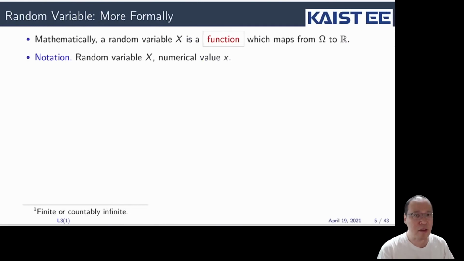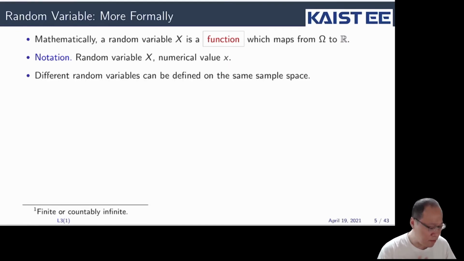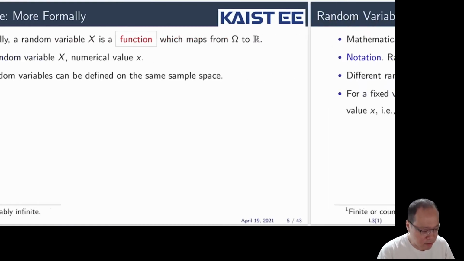As a notation for a random variable, we typically use capital letters like X, Y, and Z, and the values that the random variable can take are typically represented by small letters. That's the convention in the community. And different random variables obviously can be defined on the same sample space. For example, you can define your random variable X and another random variable Y and Z and so on.